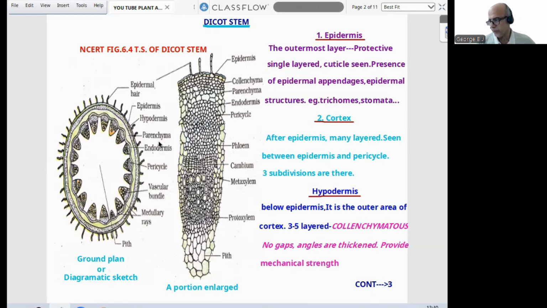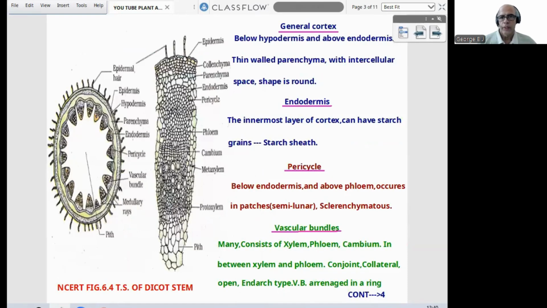Now we can proceed to the next part of the cortex. After hypodermis, the next part is called general cortex. That is below hypodermis and above endodermis. It is mainly made up of parenchyma with intercellular spaces. Shape is probably round. Then comes the next layer, called endodermis, the innermost layer of cortex. It can have starch grains, so it is called starch sheath.